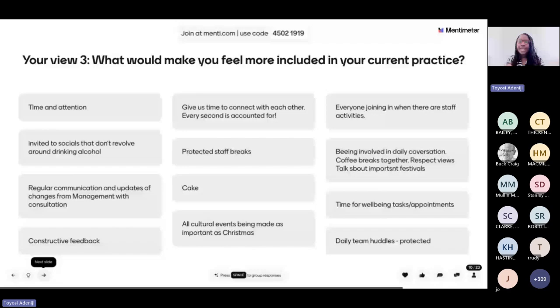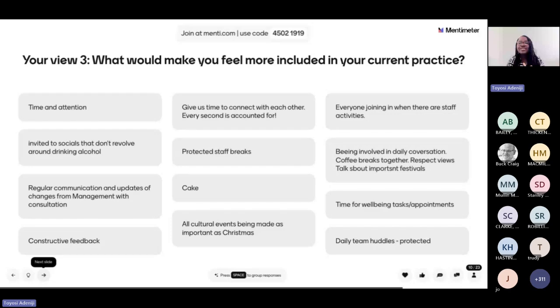And I think if you invest a lot more into some of this, you would see better outcomes for your patients and for your practice as a whole. Regular communication and updates, absolutely. Changes from management with consultation. So when you're implementing change, take people along with you. It's not always easy, and I appreciate that. But thinking about your key stakeholders, take them on that journey because it will make your life a lot easier. Time for well-being tasks and appointments.